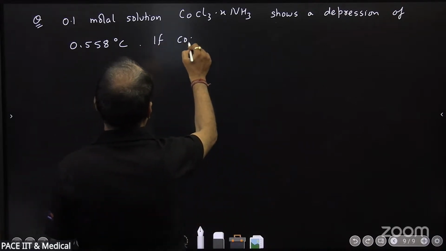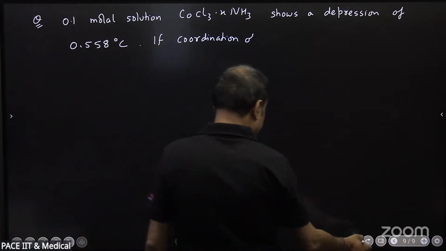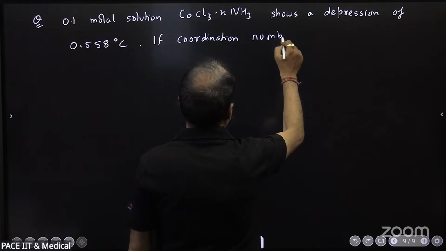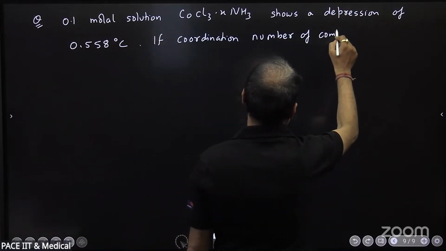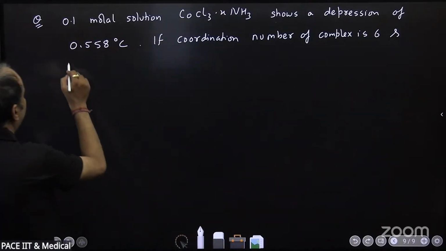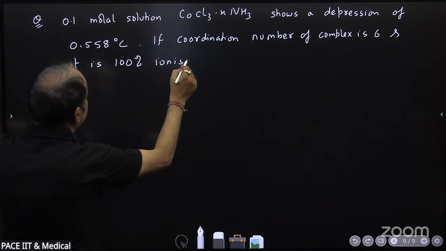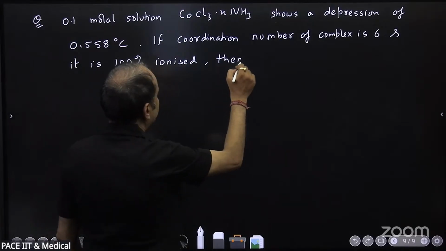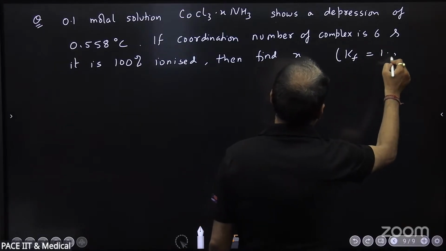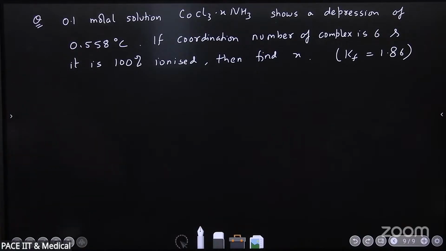If coordination number of complex is 6 and it is 100% ionized, then find X. And Kf of water is given 1.8. Take a minute to think.